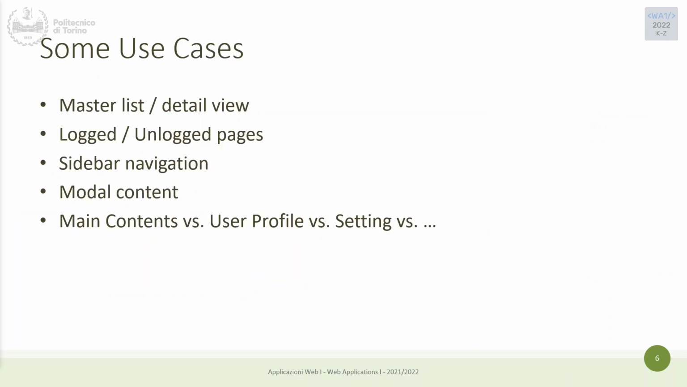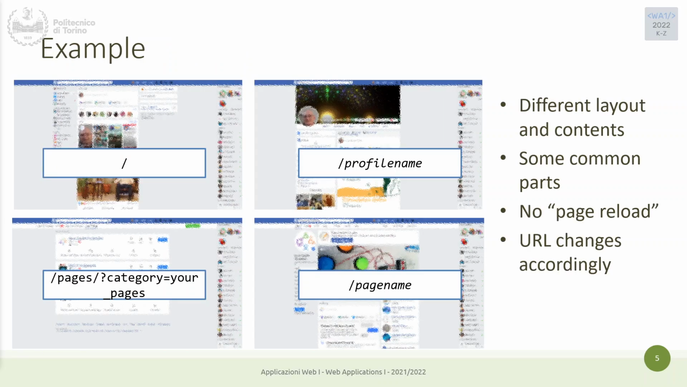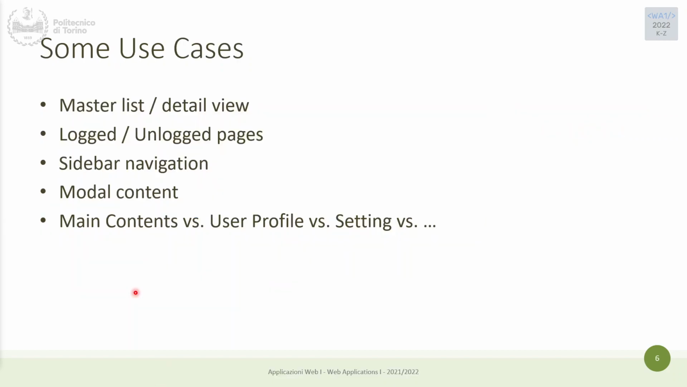So some use cases that we can achieve in this way, we already anticipate something like that, but you can have some master list or detailed view, as you can see in this layout, in which you can, for instance, specify a certain category, specify something more. We would like to have a difference between the layout of a logged in user and not logged in user. That is something that we are going to explain in the end of the course, when we will add also the backend and the authentication part.